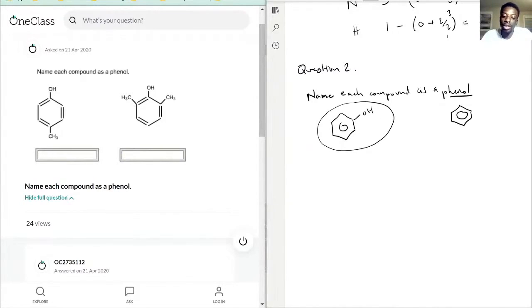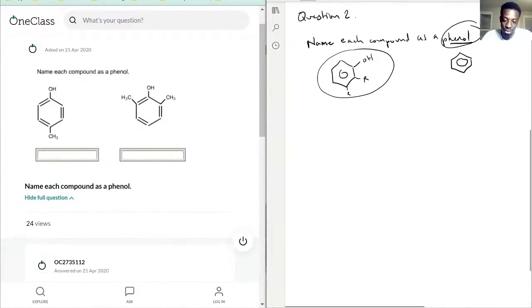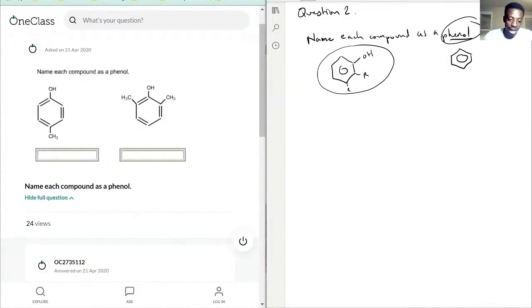But somewhere in there you can add some groups and it changes the name, but it still keeps phenol at the end. That's a key part, because now we know that. So let's write at the top, because we know it's going to end with phenol for 2 of them. I'm going to put a phenol here and a phenol here, give it some space. Now we're going to draw these compounds.